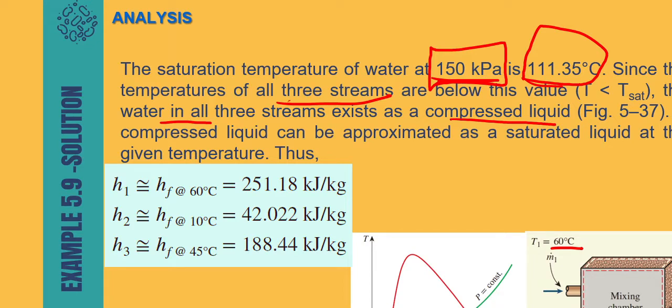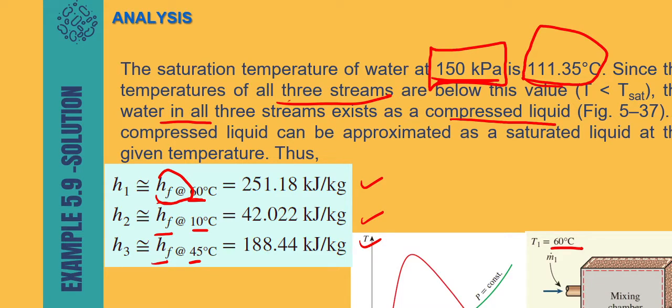For compressed liquid, you can just refer to the enthalpy of liquid at their respective temperatures, so at 60, at 10, and at 45. You need to find the value of hf, because we know that this is compressed liquid. That's why it is important for you to know the current state of the water. Is it a saturated mixture? Is it saturated? Is it compressed? Is it superheated? Because you're going to extract the value of your enthalpy accordingly.